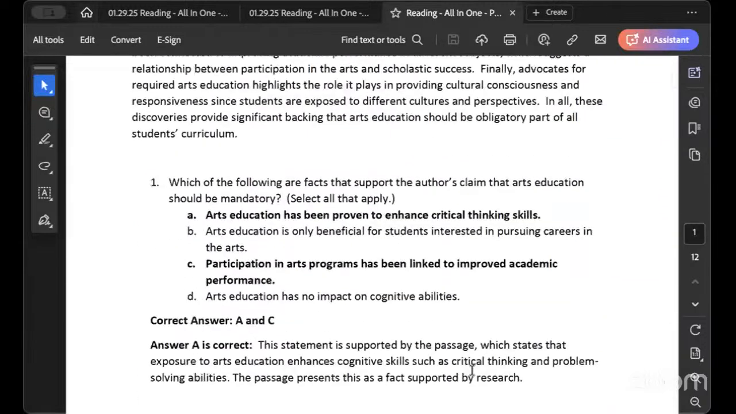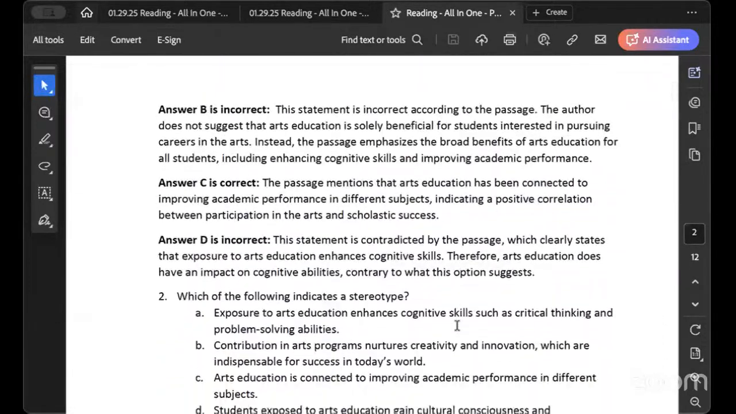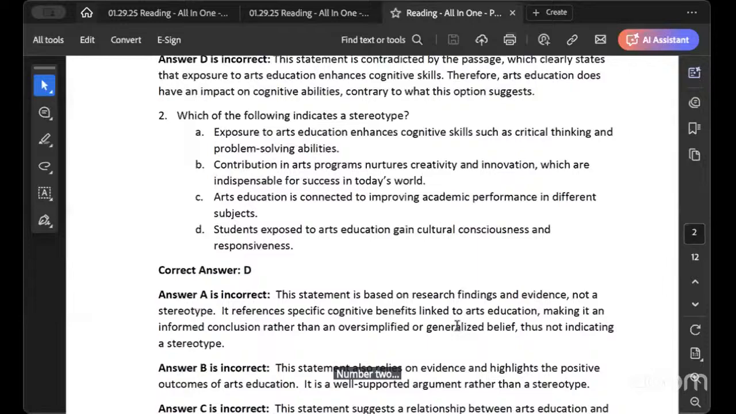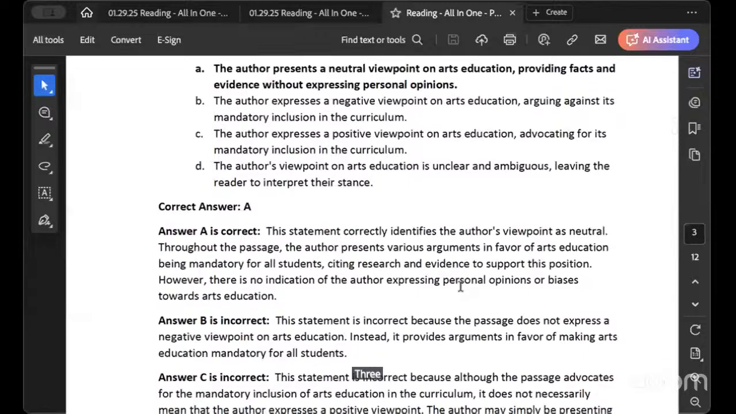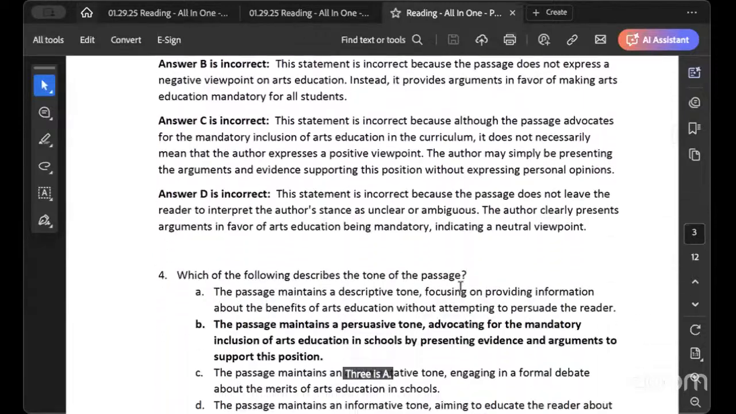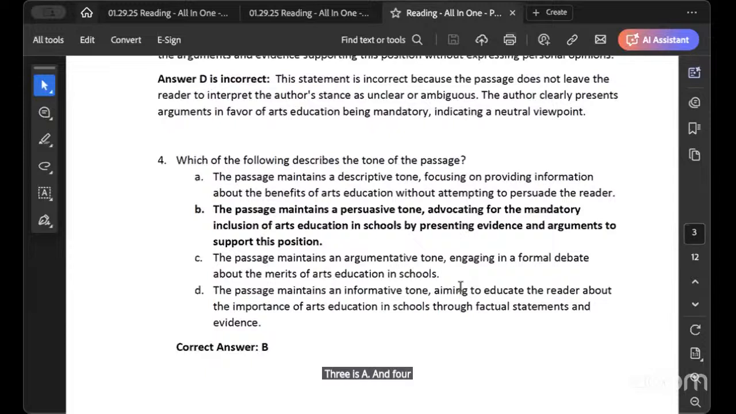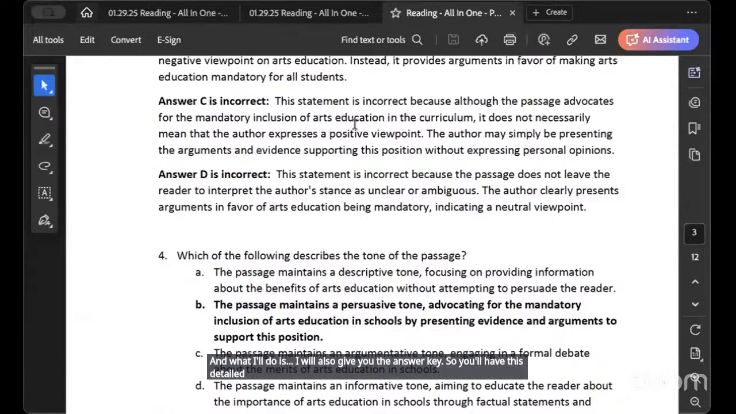All right, so for number one, it was A and C. Select all that apply. Number two is D as in dog. Three is A. And 4 is B as in boy. And what I'll do is I will also give you the answer key, so you'll have these detailed explanations.